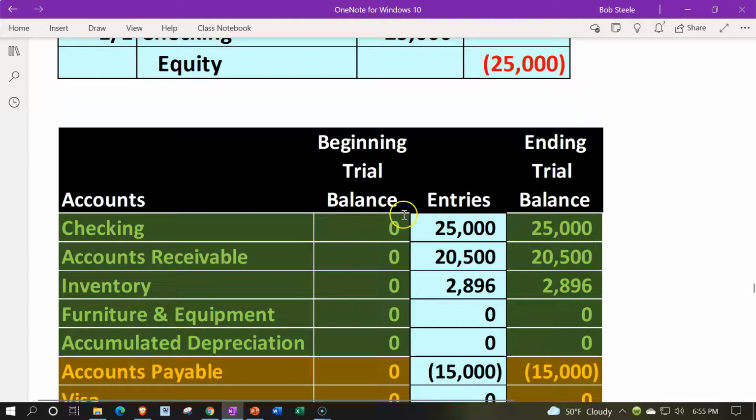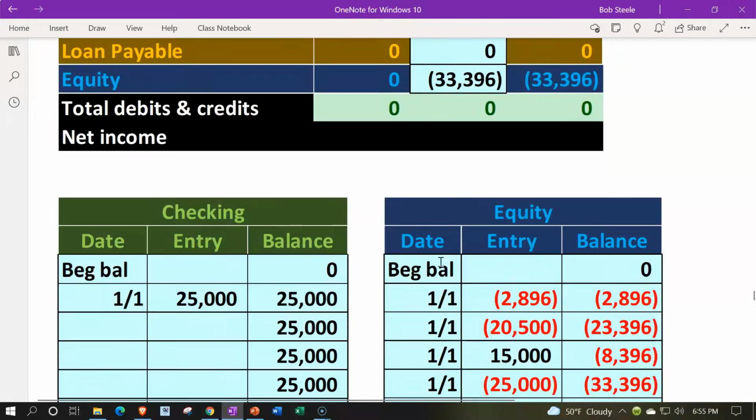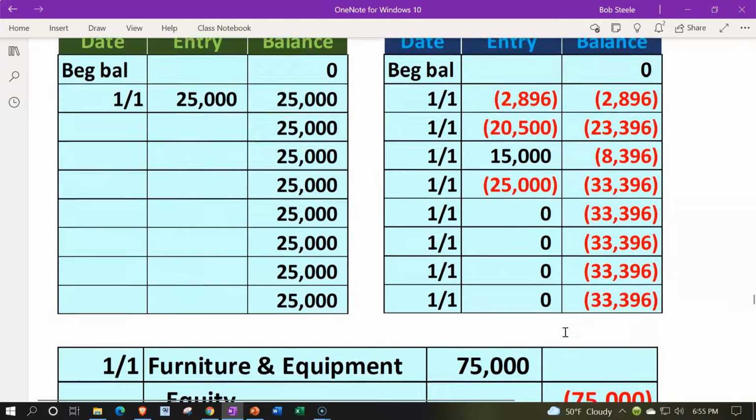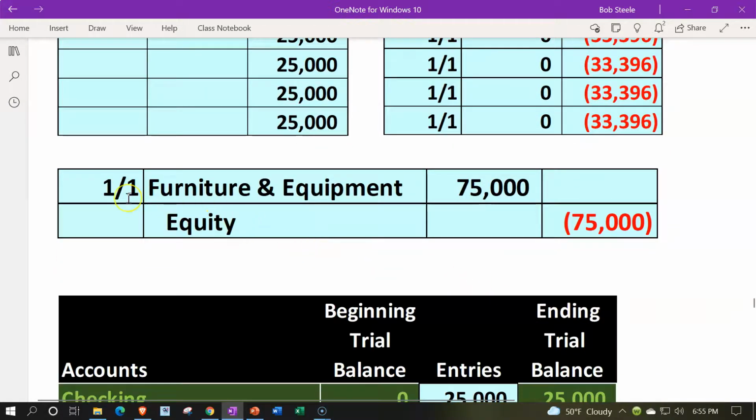So we increased to $25,000. The other side then went down here to the equity account. Checking account now went up in the GL by the $25,000 to $25,000. We've got all this activity in the equity. It was at $8,396, went up by the $25,000 to the $33,396. Then we added the furniture and equipment.